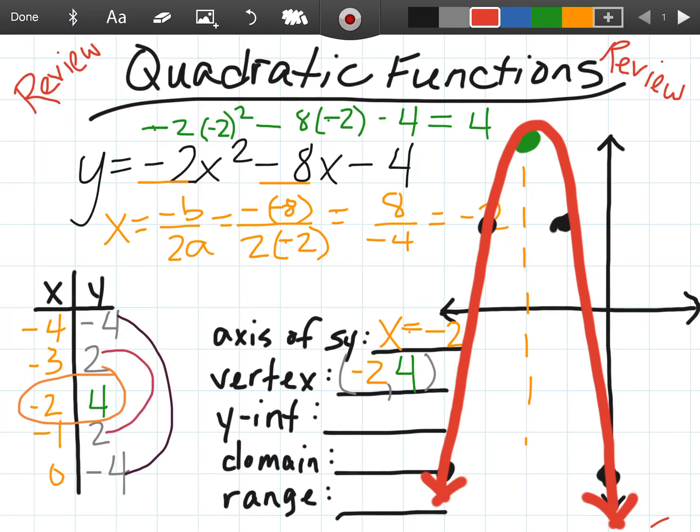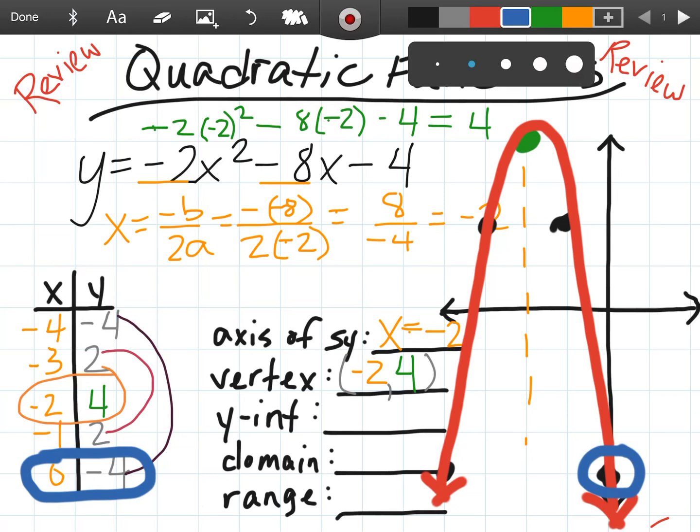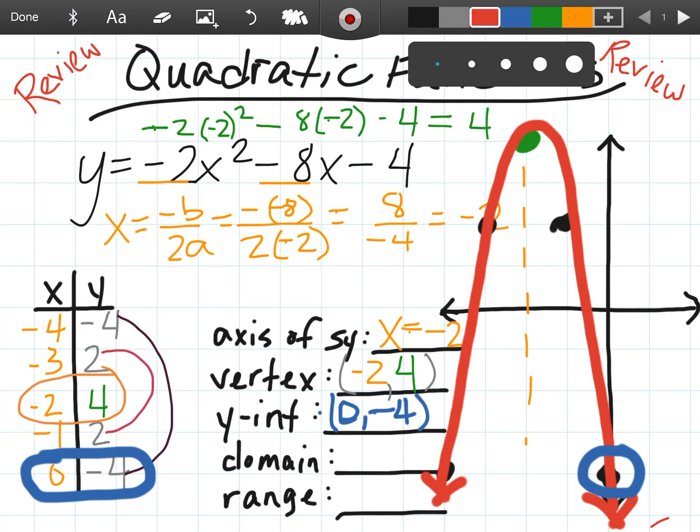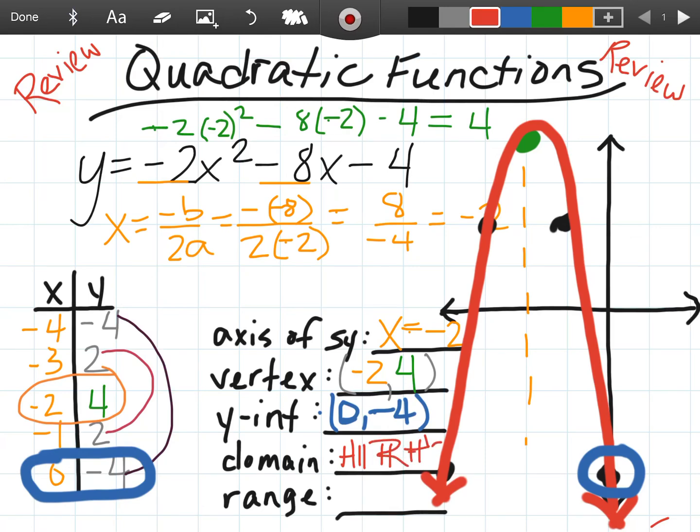Let's go ahead and determine the y-intercept. The y-intercept from the table, you can see it's right there. And from the graph, you can see it is right there. So the y-intercept is at 0, -4. The domain of my function is, we talked about it in class, but it is always all real numbers. And then let's talk about the range.